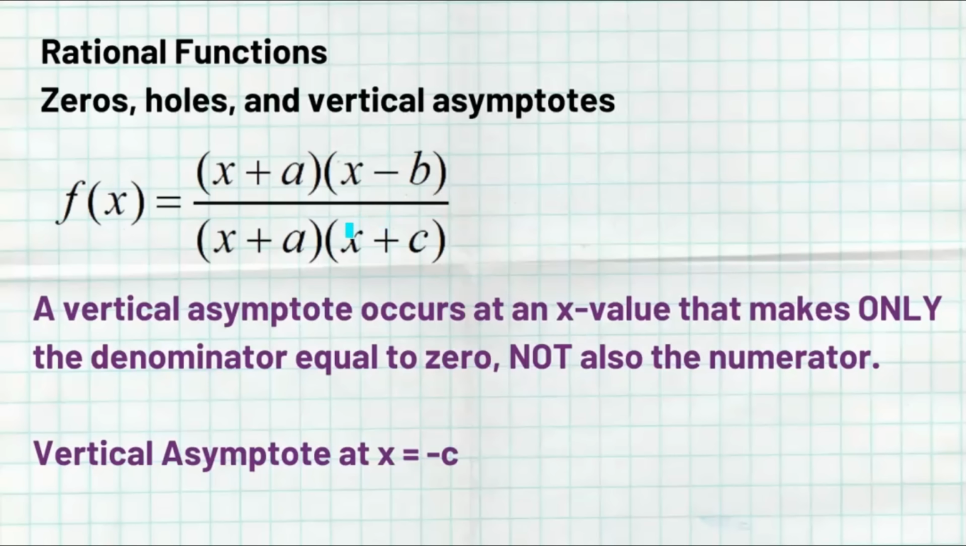So in this particular case, that's going to be the x plus c, because negative c is going to make the denominator a 0 and not also the numerator, because once again, remember, if you make both numerator and denominator 0, you're going to have a hole. So in this case, we have a vertical asymptote at x equals negative c.